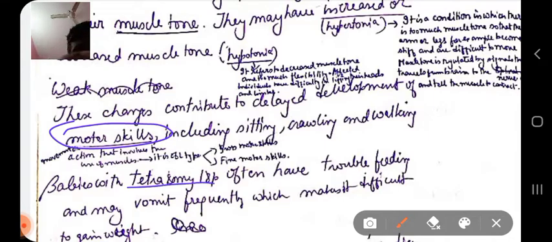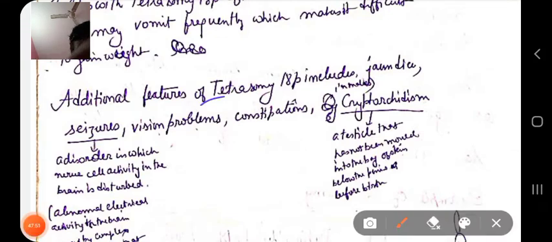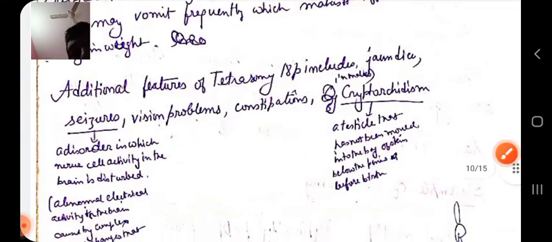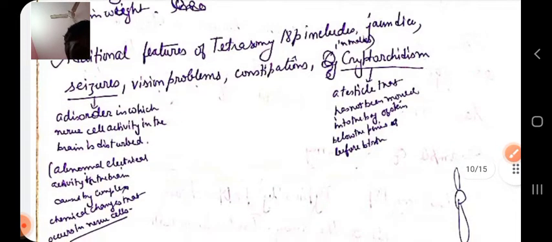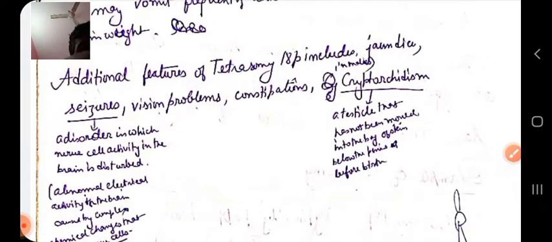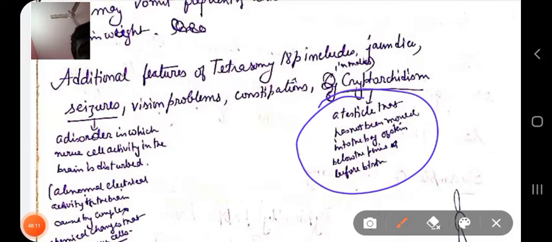Babies with tetrasomy 18p will have trouble in feeding and may vomit frequently, which makes it difficult to gain weight also. Additional features of tetrasomy 18p are jaundice, seizures. Seizure is a disorder in which the nerve cell activity in the brain is disturbed. Vision problems will occur, constipation will occur throughout their lifetime, and cryptorchidism occurs in case of male.